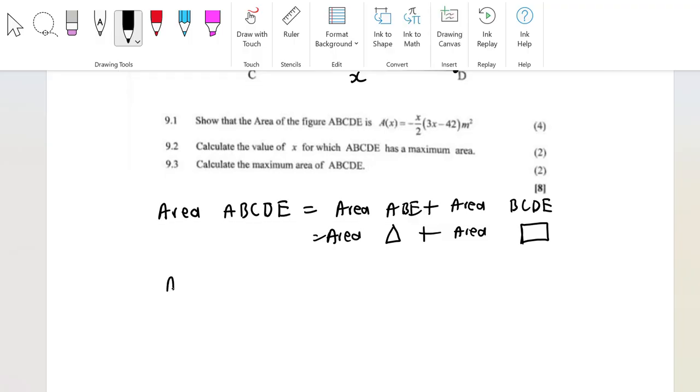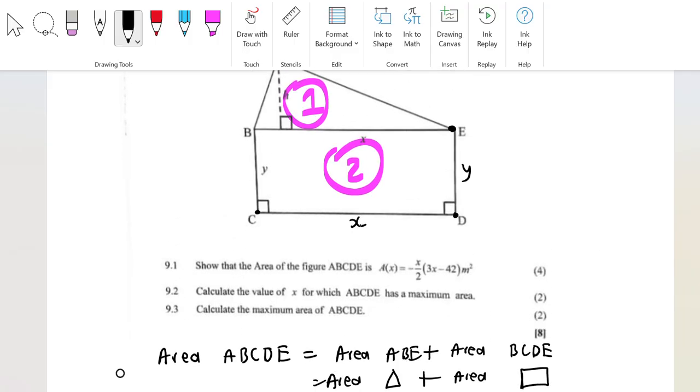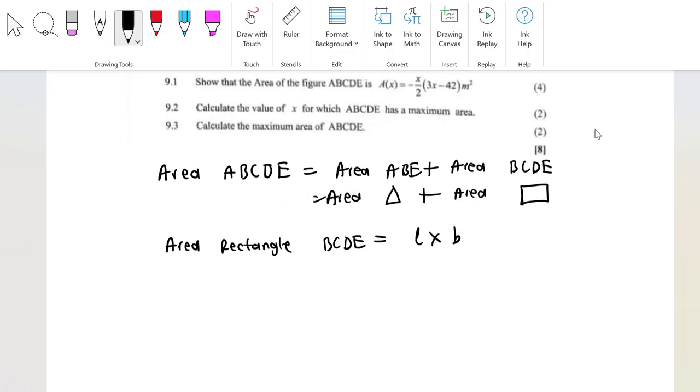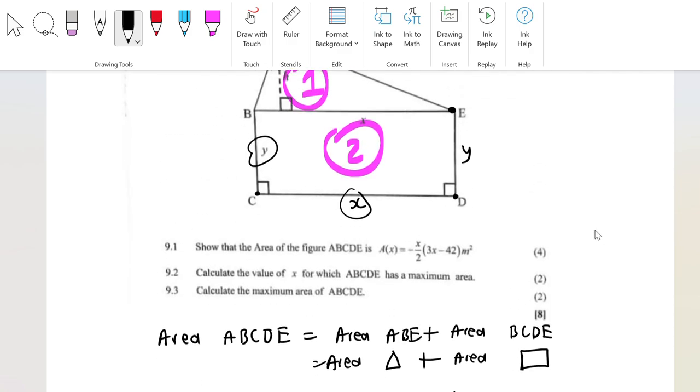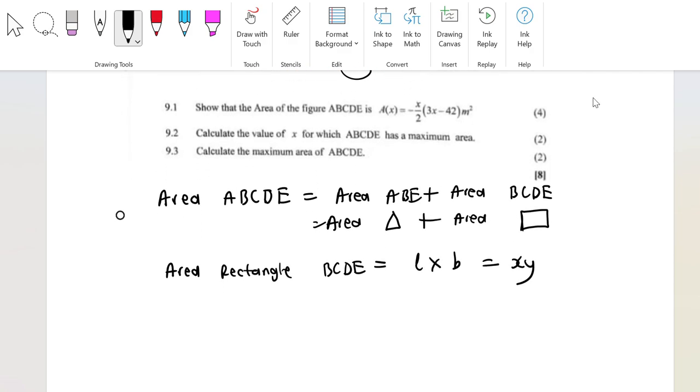So now let's say what is the area of a rectangle BCDE. It's given by length multiplied by breadth, right? But the length is x and the breadth is y. So basically the answer is just xy. Okay, now this is area as a function of x and y is equal to xy. But we only want area as a function of x, not y. So we have to find a way to remove this y. But for now, let's leave it like that.